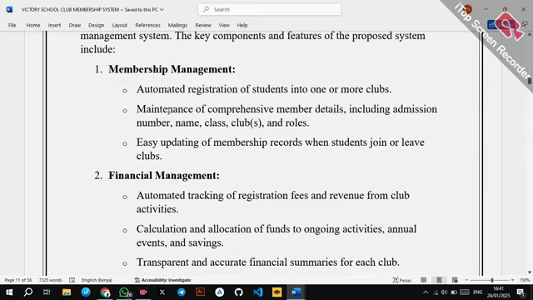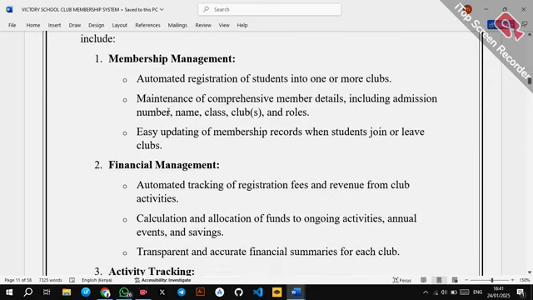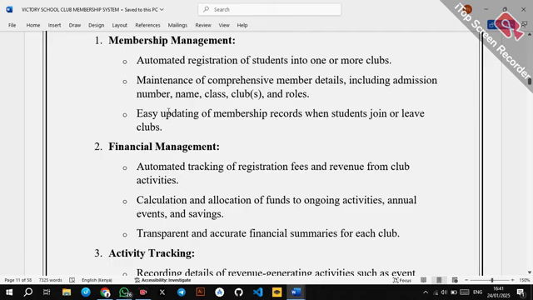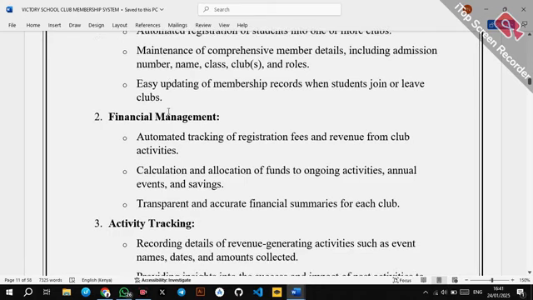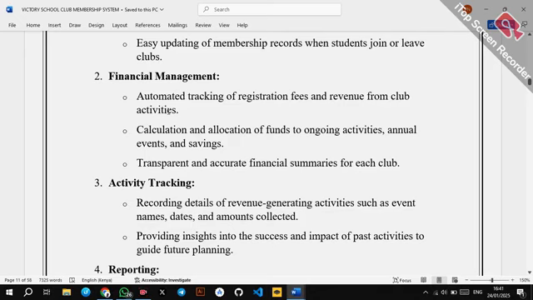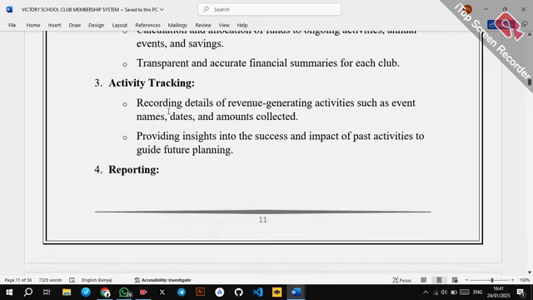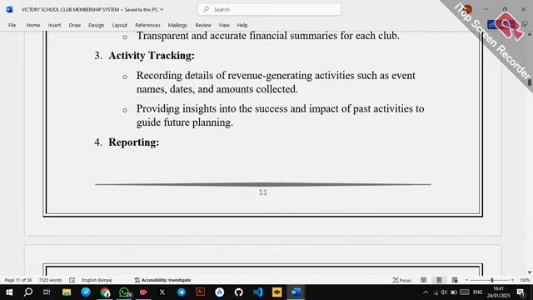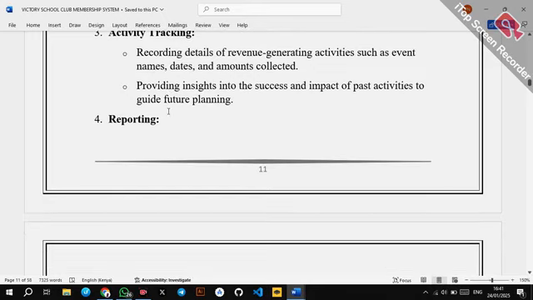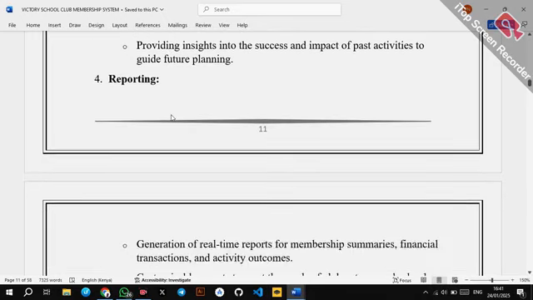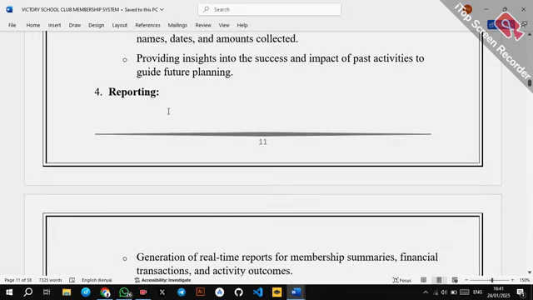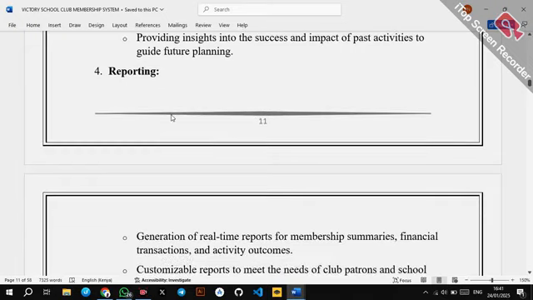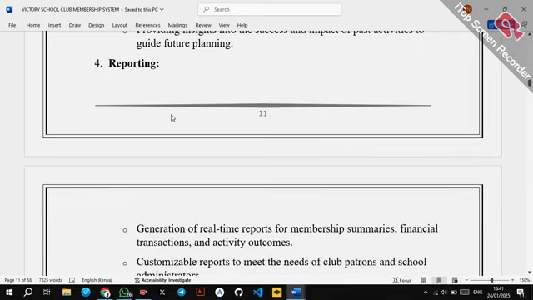Then you go further to explain the components. So components, membership management, automated registration. The other one, it was manual. Financial management, automated tracking. The other one was manual. Activity tracking, recording details of revenue generating activities such as event names, dates, and amounts. We have talked about that under our database. So creation of tables, if you have not watched our video, go back and do that.